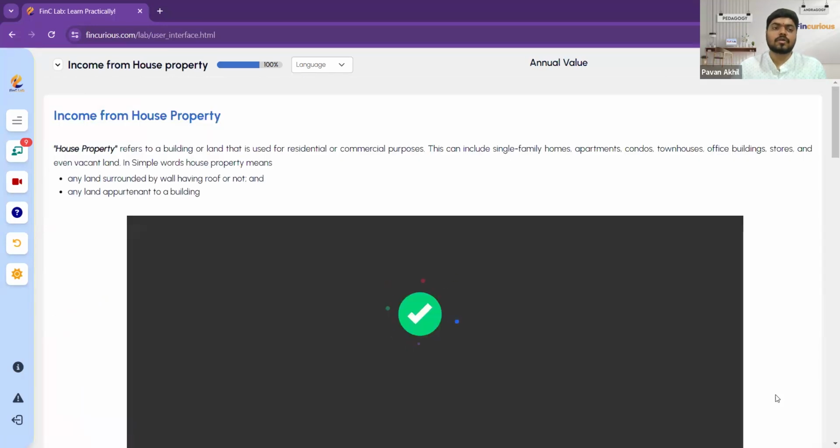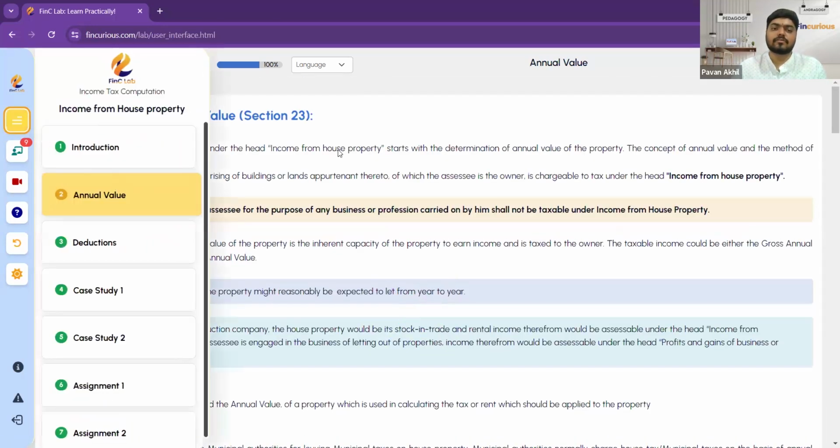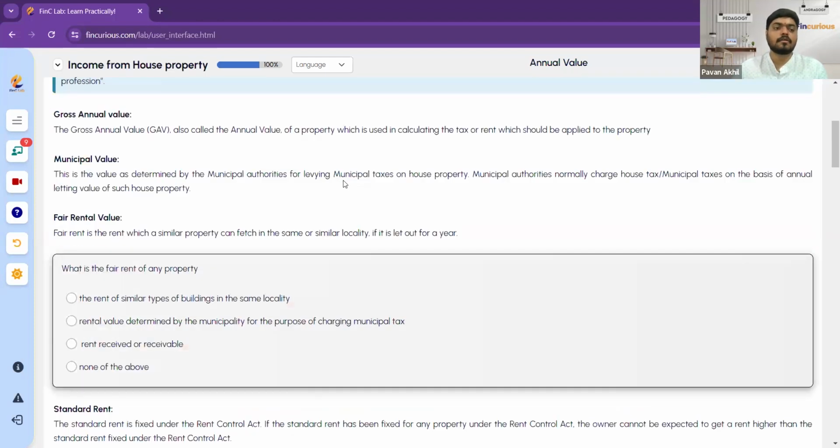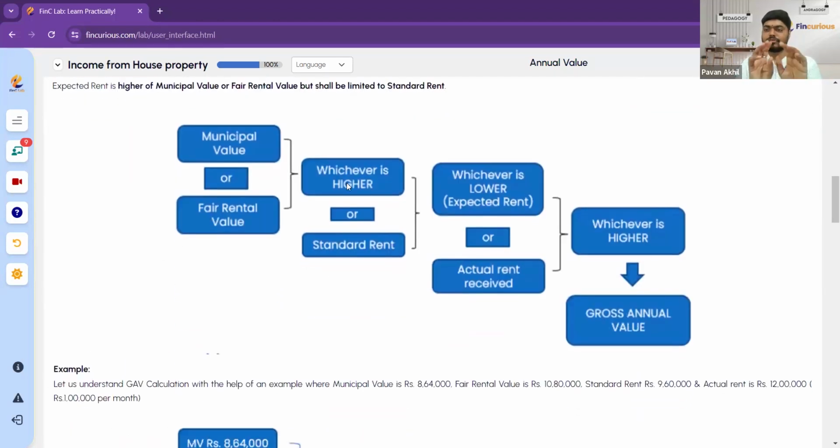Next, the next section is annual value, the determination of annual value. What is this determination of annual value? Basically, as I already told you, you need to compute the gross annual value. So how to compute this gross annual value? I'll explain it with an image so that it is easy for you to understand. You can see the computation of gross annual value is very simple.